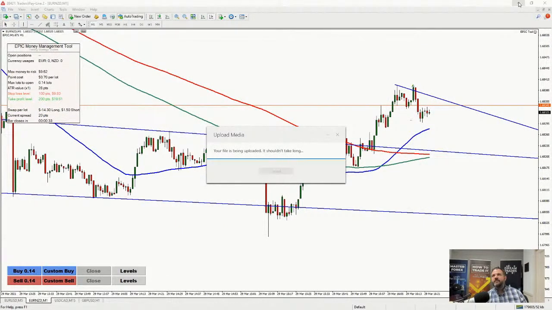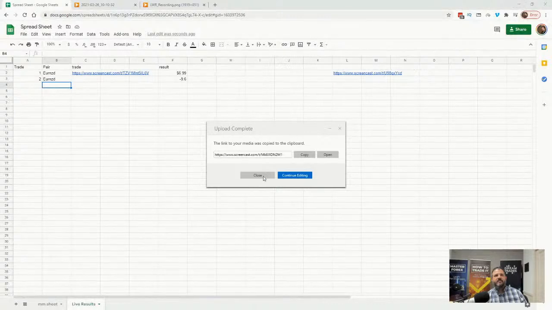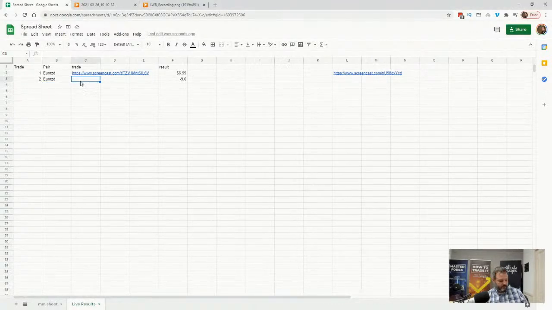Okay, so we got the image. Let's add it. There we go. Okay, so now there's our total on trade 2. So we're going to do 3. Remember, this is a 10 trade challenge. 4, 5, 6, 7, 8, 9, and 10.